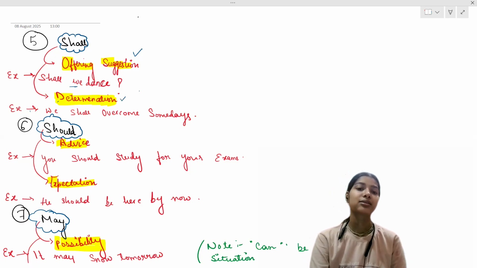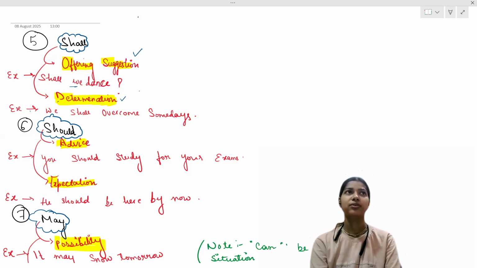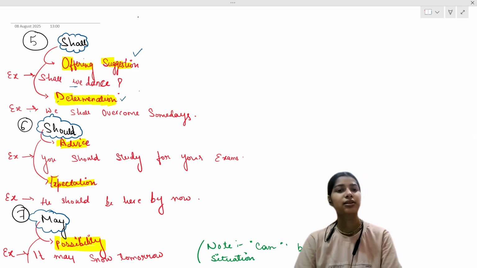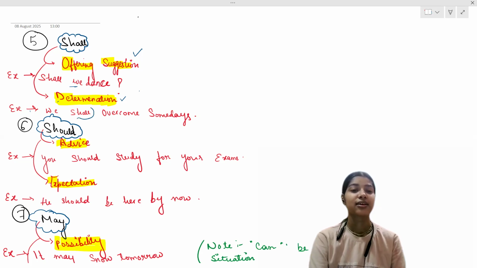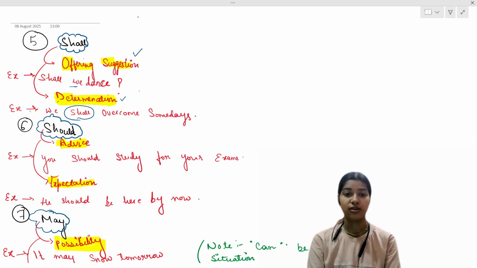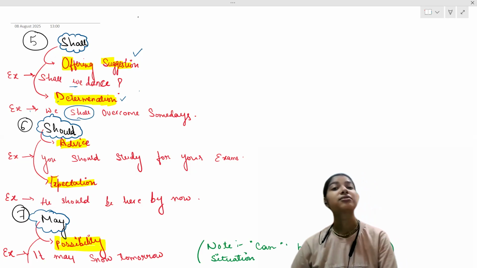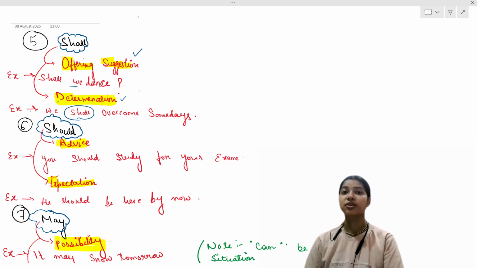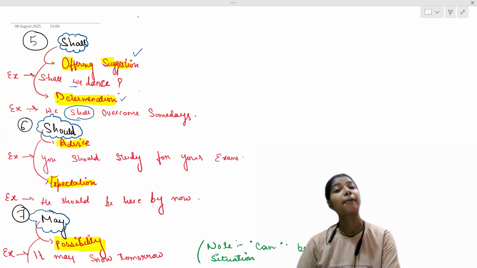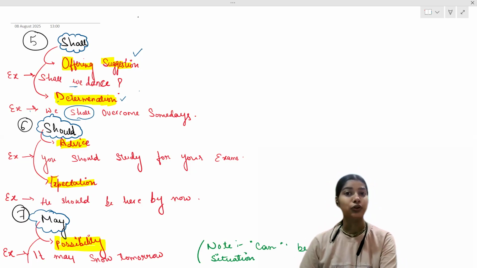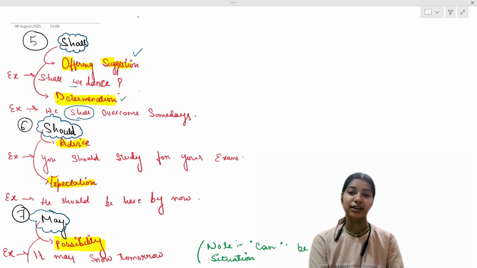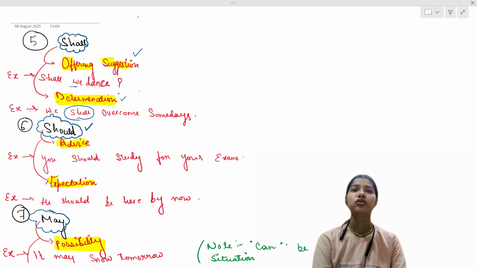Okay. Next is determination. When we say determination, what can be the best example than that? We shall overcome. We shall overcome someday. Just like that, here shall is used for determination. There is a determination that yeah, this is going to happen someday. Not today, but someday it is going to happen. That is the determination.